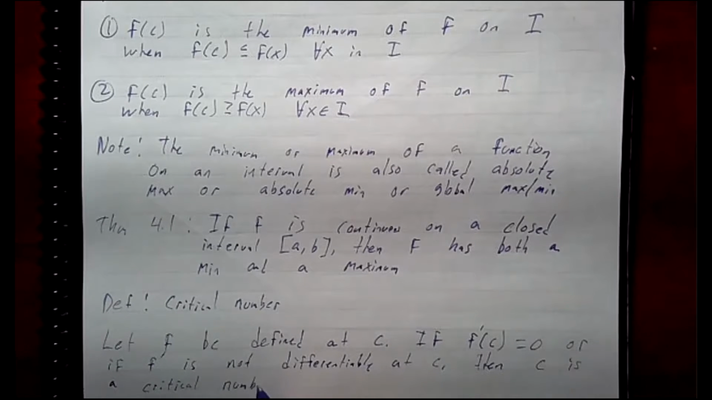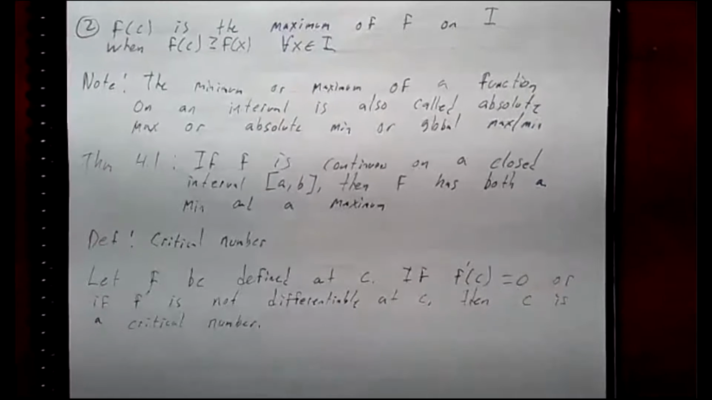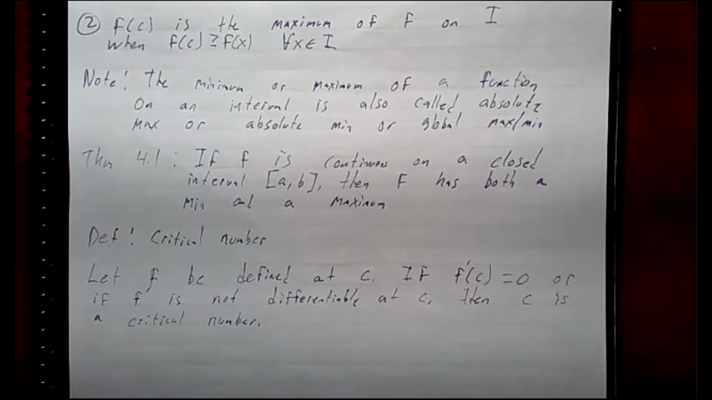So basically, in just normal language, if there's a value that makes the derivative 0, that's a critical number. If there's a value that is undefined inside the derivative, but not the original, that's also a critical number. Okay, and those critical numbers have the potential to be maximums or minimums or extrema.